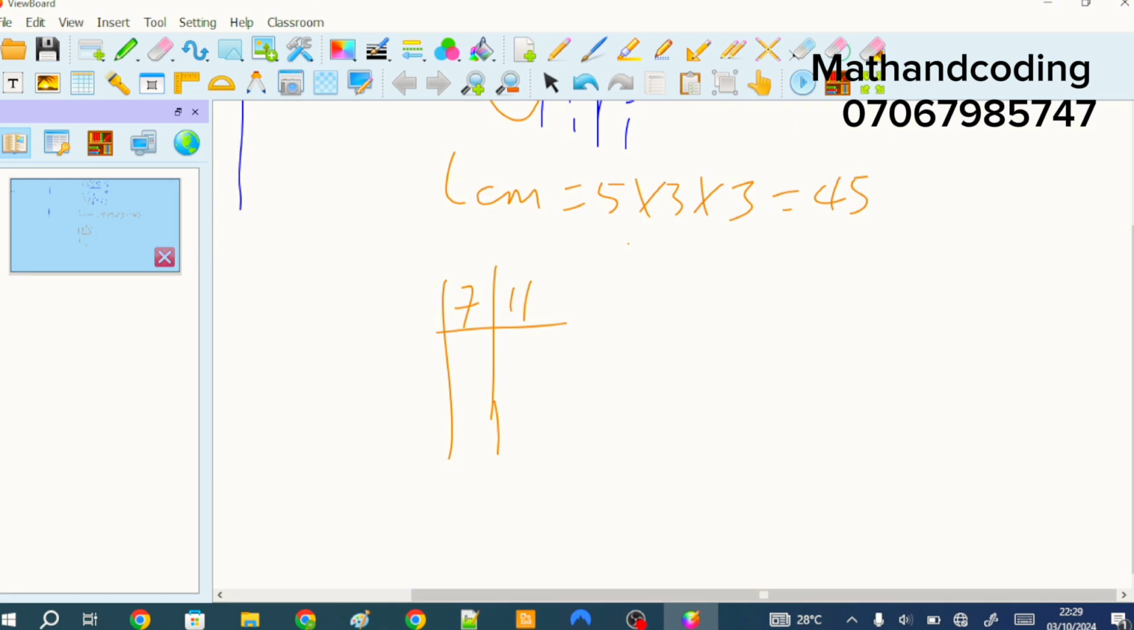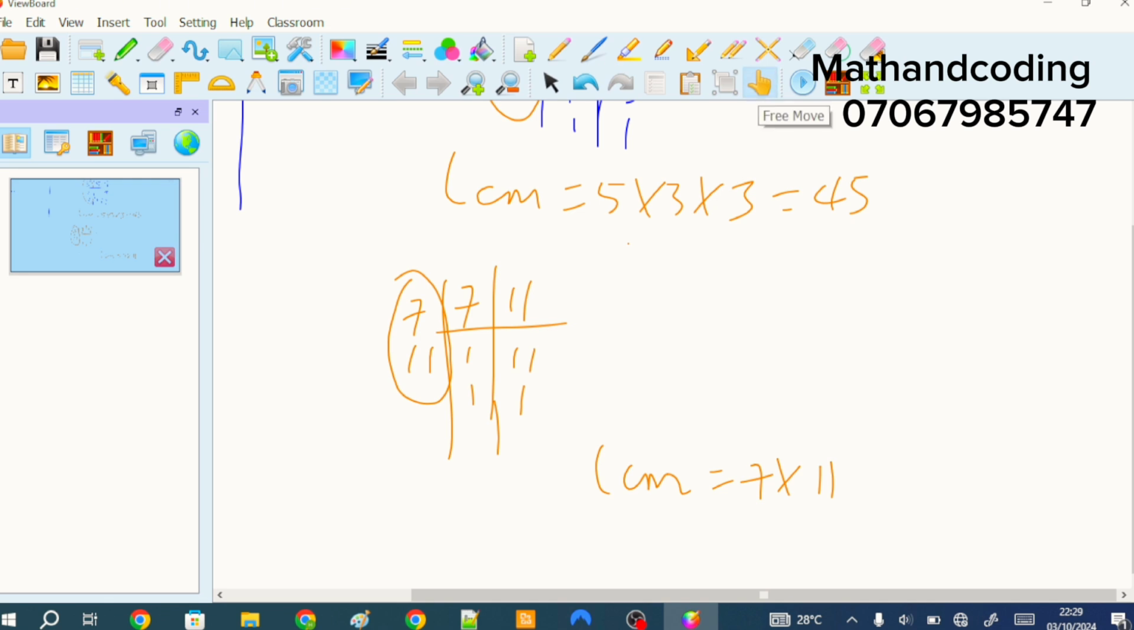The number that can divide 7 is 7. 7 divided by 7 gives 1. 7 cannot divide 11, so we repeat 11. Okay, we now use 11 to divide. If 11 is divided by 11, we have 1. So in this case, the numbers we're going to multiply are 7 and 11. So LCM is equal to 7 times 11. Very simple, okay? Very simple.